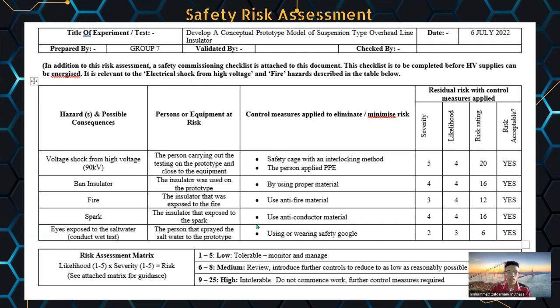And then the last hazard is eyes exposed to the saltwater. The person at risk is the person who sprays the saltwater on the prototype. The control measure applied is wearing safety goggles. The severity is 2, likelihood is 3, and the risk rating is 6.